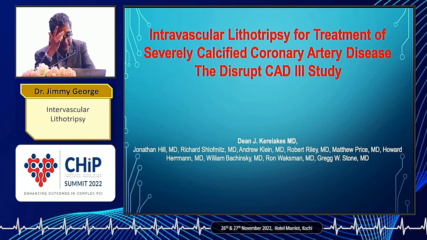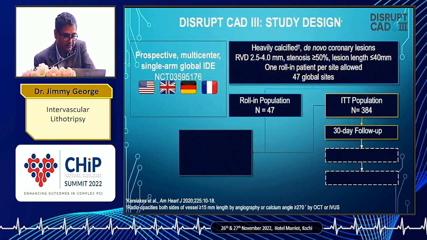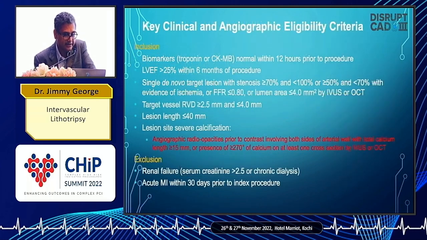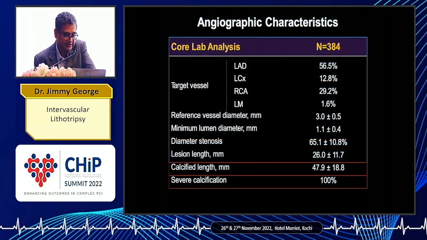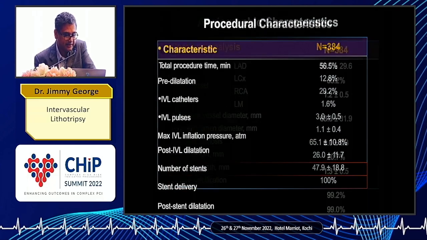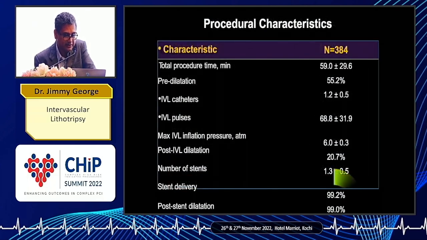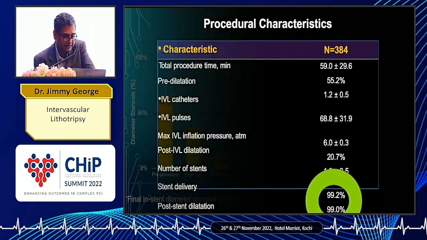The Disrupt CAD3 is something which was a great eye-opener. After Disrupt CAD1 and CAD2, which had 60 and 120 patients, this had almost 380 patients plus, and was a multinational trial in which they had taken cases having more than 270 degrees of calcium, with imaging in the majority of cases. Severe calcified cases were taken up, and stent delivery and post-dilatation were seen in almost more than 99% of these cases.